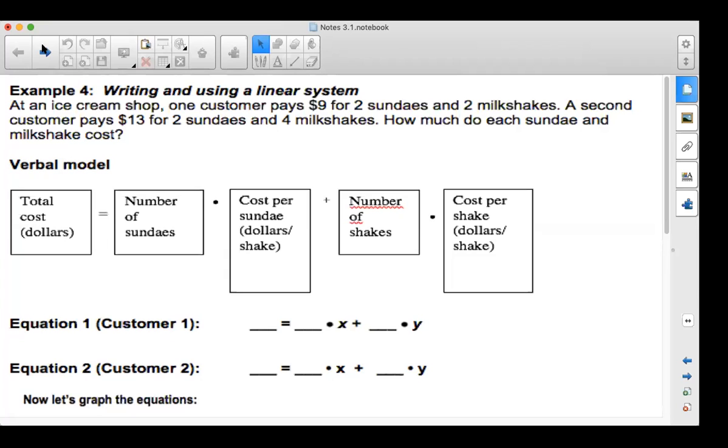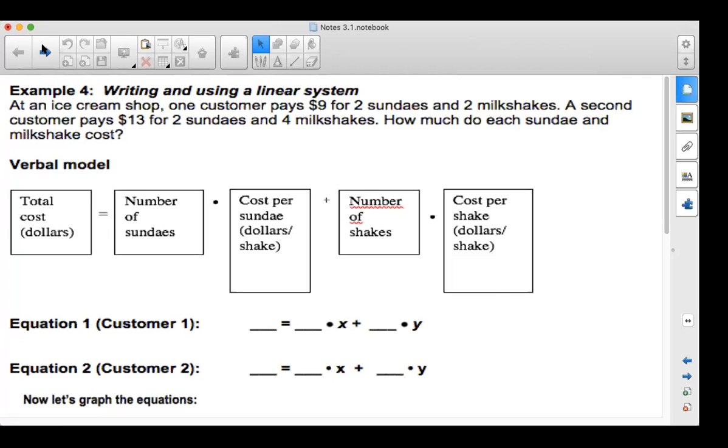Sundaes and milkshakes, $9. A second customer pays $13 for 2 sundaes and 4 milkshakes. How much do each sundae and milkshake cost? You can see here that this is a verbal model, and a verbal model is kind of the words. What am I trying to solve for? What should we be thinking about? Do you need to write a verbal model? No. But this will be your logical reasoning process when you're trying to write an equation.